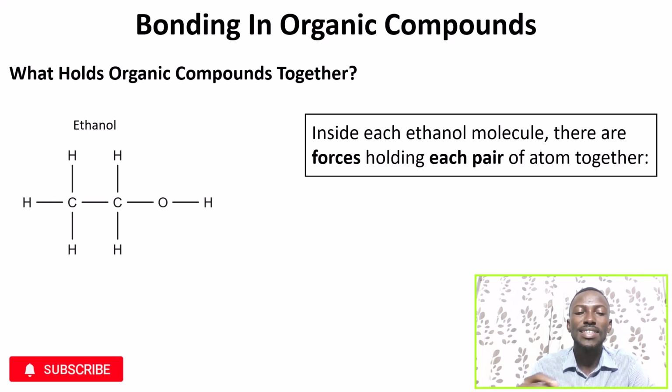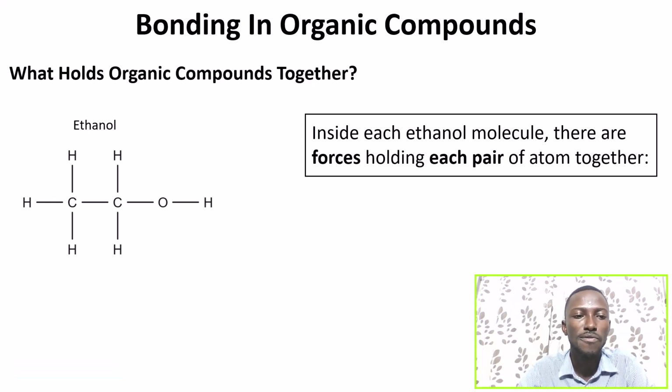And inside this ethanol molecule, we have various atoms that are coming together to form ethanol. What are some of the atoms you see in there? We have carbon, hydrogen, and oxygen. Good. So we have two carbons out there. So what kind of force holds these atoms together? Inside each ethanol molecule, there are forces holding each pair of atoms together. So the first pair we'll be looking at is what?